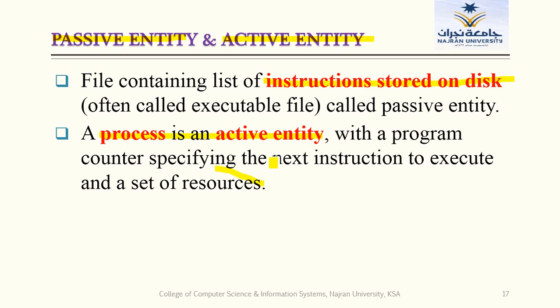So what we understand in this slide is that we have two types of entities in our computer, passive entity and active entity. What is a passive entity? The file containing a list of instructions stored on disk. The program that we have written, we store on our hard disk, that is passive. But when those instructions move to the main memory and become a process, at that time it is active.